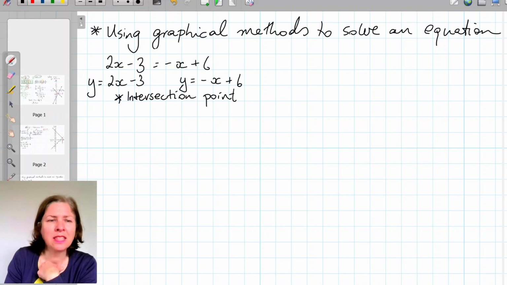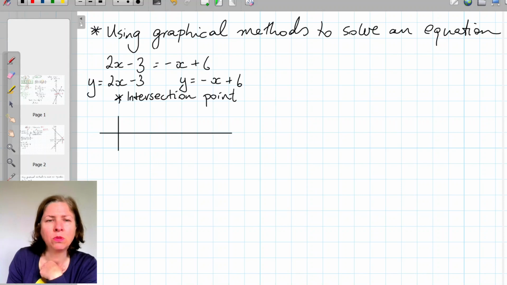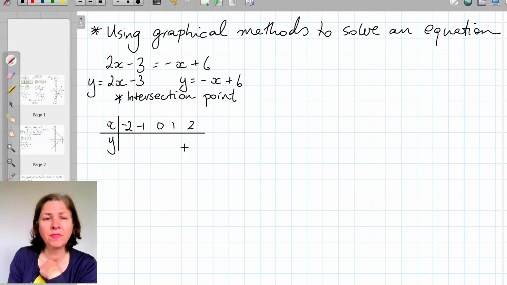So this is a bit of revision for us because it's a while since we've looked at how we draw graphs like this. And the method that we've used is just drawing a table of values. So I'm going to look at my first equation, which is y equals 2x minus 3. If I take an x and y on this table of values, and I take x from negative 2 to negative 1 to 0, 1 and 2, then I put all of these x values into the equation y equals 2x minus 3, and I see what I get for y.